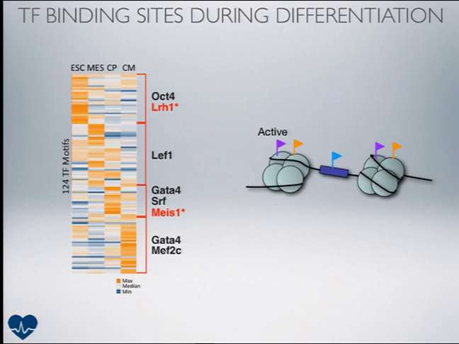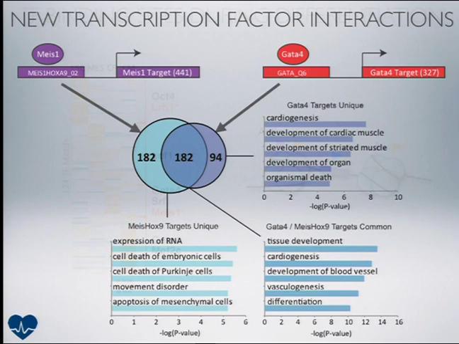And so we focused on this, and what we noticed was that MEIS sites were very often right next to GATA4 binding sites. About half of the MEIS1 sites that we found in cardiac precursor enhancers were shared with GATA4 bound or potentially bound enhancers. And when we looked at the categories of genes predicted to be regulated by these enhancers, we found that, as we expected, the GATA4 bound and regulated enhancers were involved in various aspects of cardiogenesis, development of cardiac muscle, and so on.